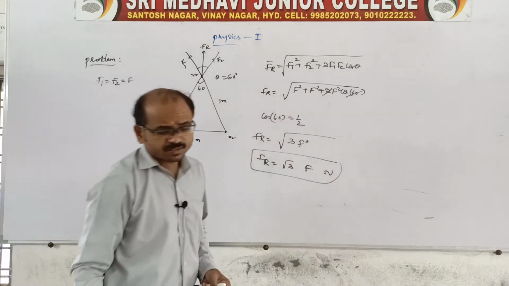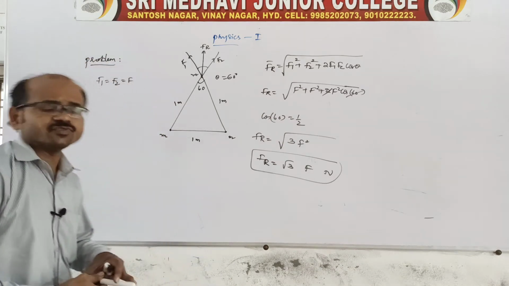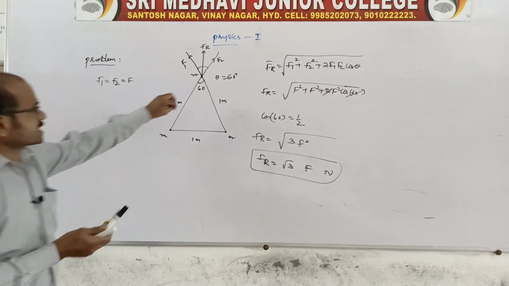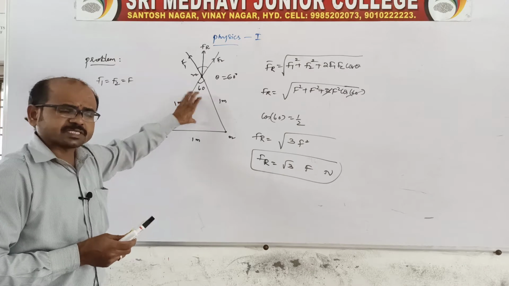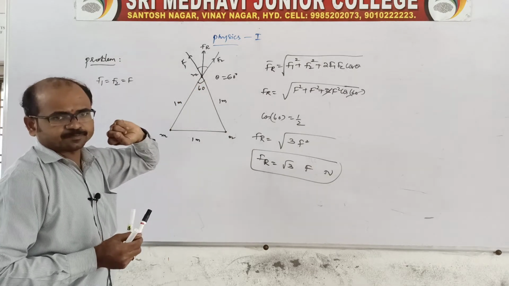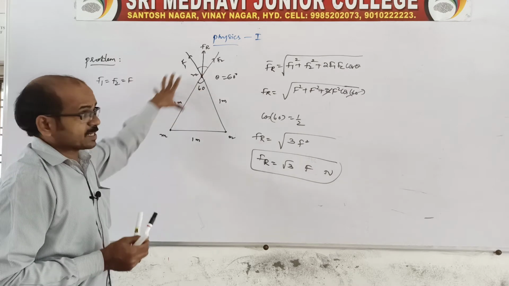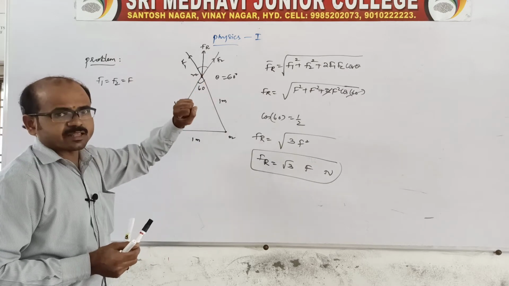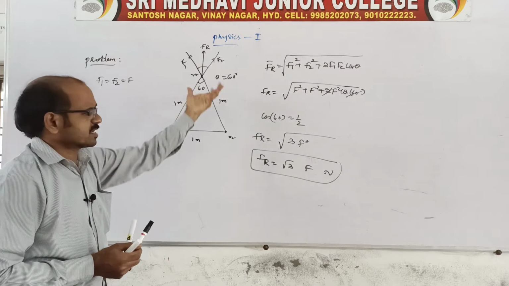This is the way in which we have to find the resultant force. This is there in the second year again. The same thing is there, but instead of masses we will use charges. Charges are placed at the corners of an equilateral triangle. Find the resultant force. Of course, there also the same answer.